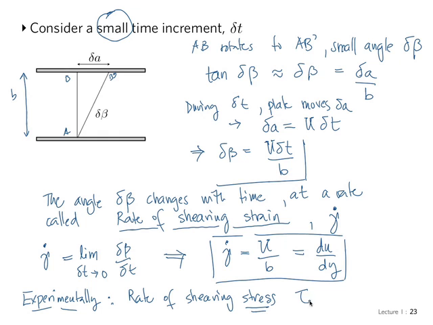tau can be related to the rate of shearing strain, and it has been found that they are proportional to each other. This is an experimentally observed fact. And the constant of proportionality is what we call the viscosity.